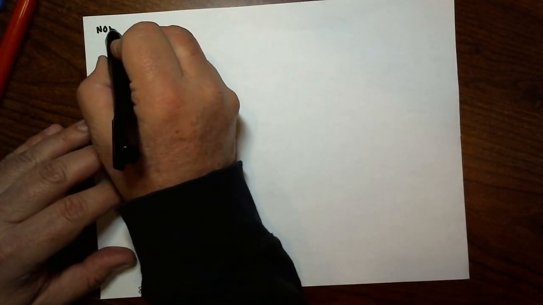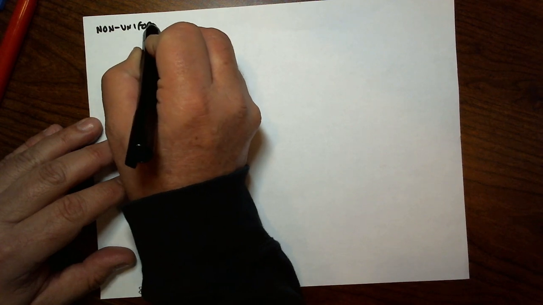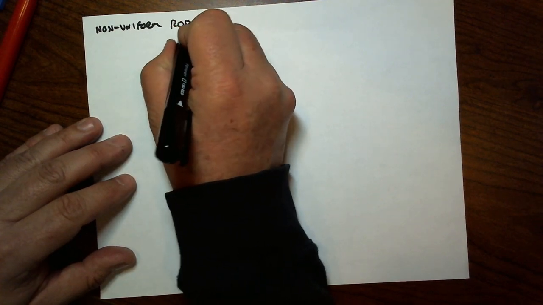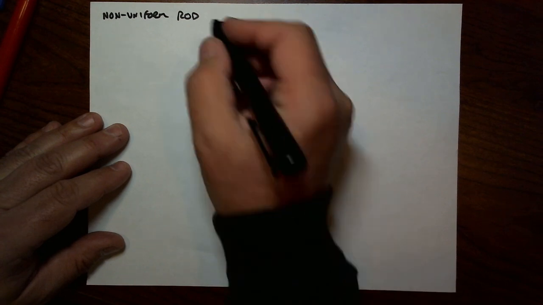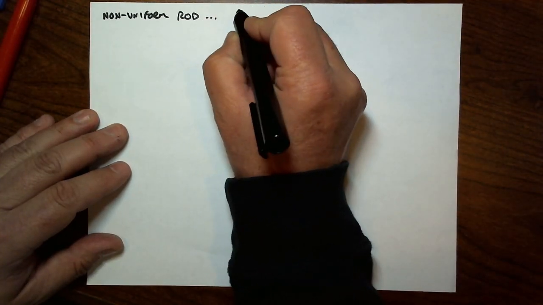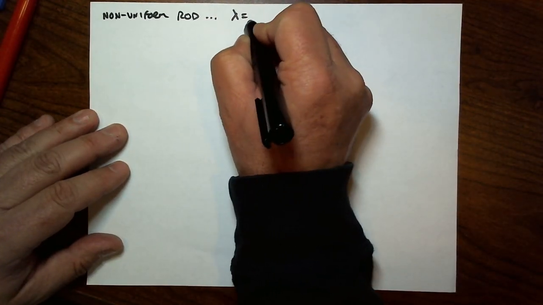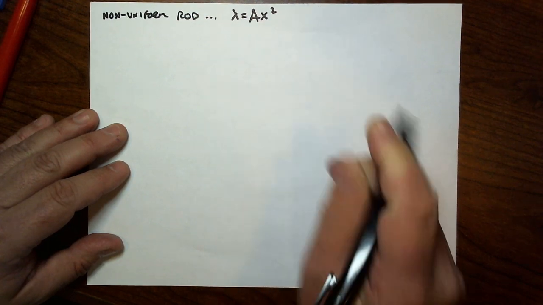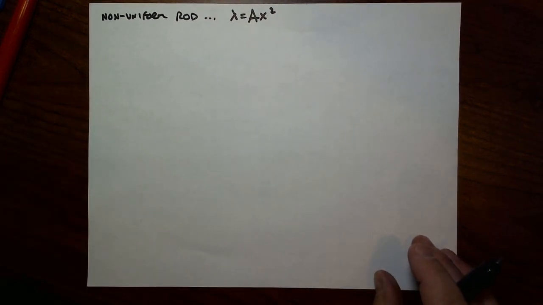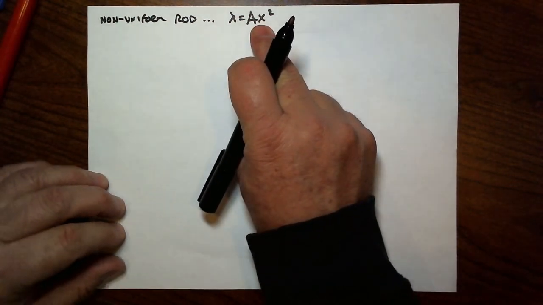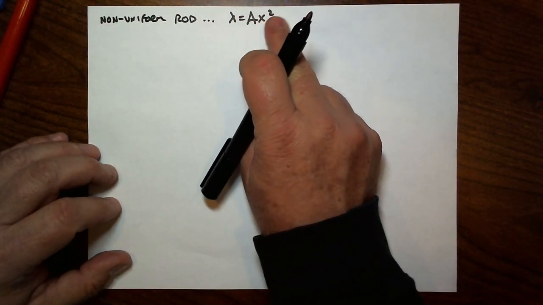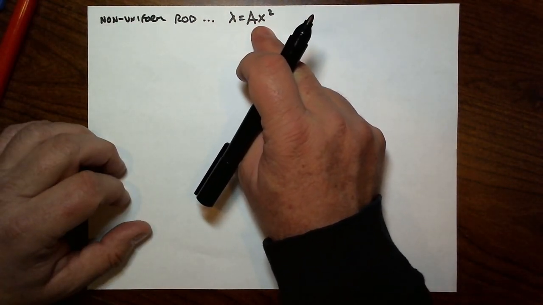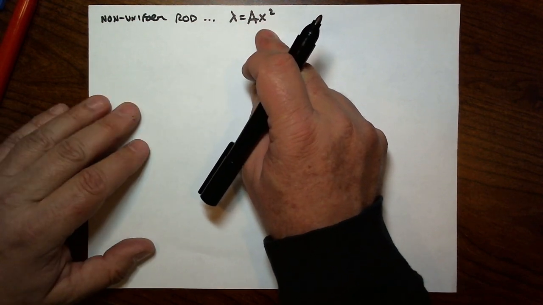Sorry, non-uniform rod. Now, I have to make up a density function. You see, there will be a function for density. I'm just going to go ahead and say that the density is going to be a times x squared. A is some sort of constant. I don't know what it is, but the density is proportional to how far along you are, squared. I could have made this x. I could have made it any function I wanted. I could have done cosine, whatever. I just picked a polynomial.